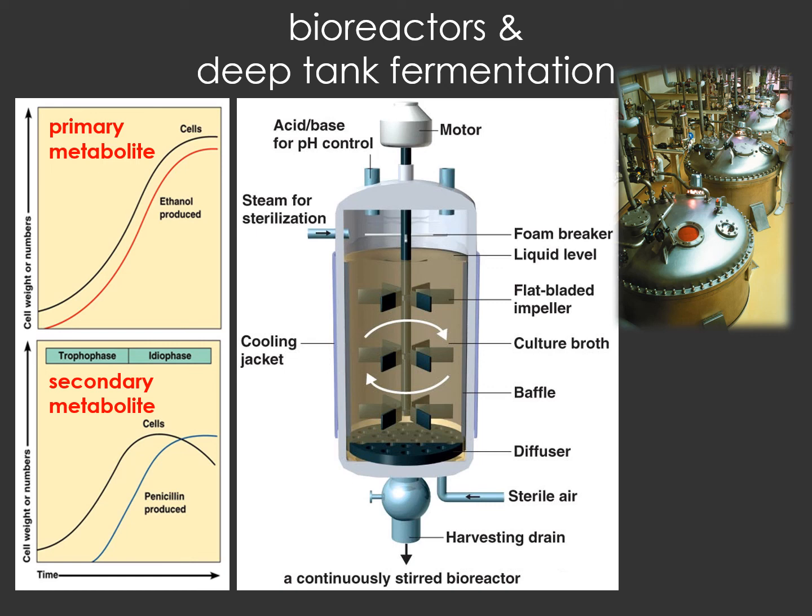Now, even if you have something that's produced all the time, say ethanol, which is another commercially useful product, you still have a vested interest in getting the cells to idiophase because the more cells there are, the more ethanol they will produce. So whether you are producing something that is what's known as a primary metabolite, something that is produced no matter where the cells are in this cycle of growth, or a secondary metabolite that is not produced until the cells enter the idiophase portion of growth, you will want to have them growing in deep tank fermentation bioreactors so that you get the maximal product necessary.